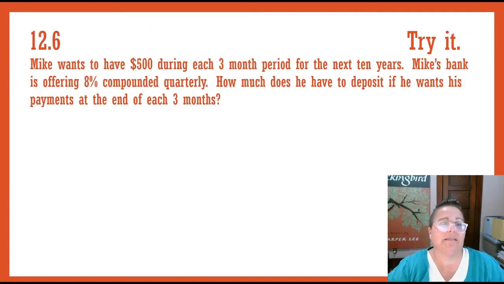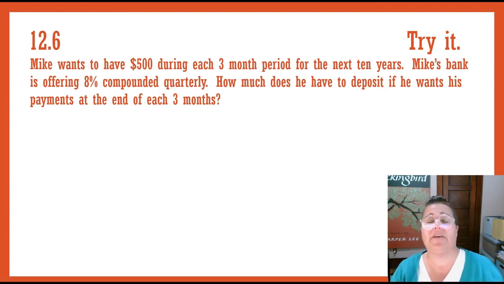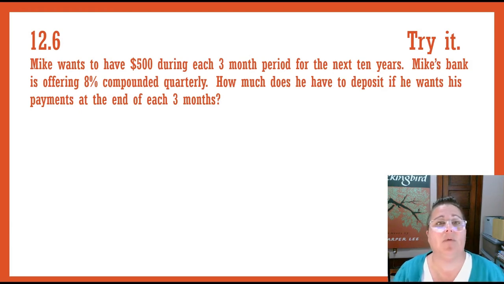Here we have Mike, who wants to have $500 during each 3-month period for the next 10 years. So he wants to put away a lump sum so that he can pull $500 every 3 months off of that for the next 10 years. Why? I don't know. Maybe he is just looking at retirement and he wants an extra $500 every 3 months so he can travel. Maybe he's got a bill he wants to pay. I don't know. But he wants to have $500 every quarter, each 3-month period, over the next 10 years. And he has the funds to put a lump sum away so that he can pull off of that account for that time.